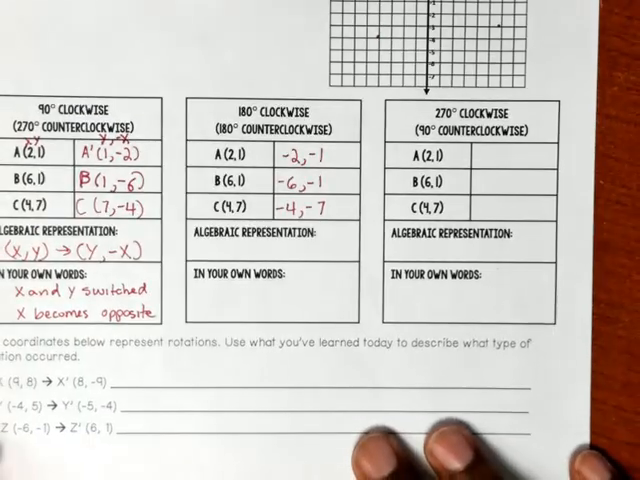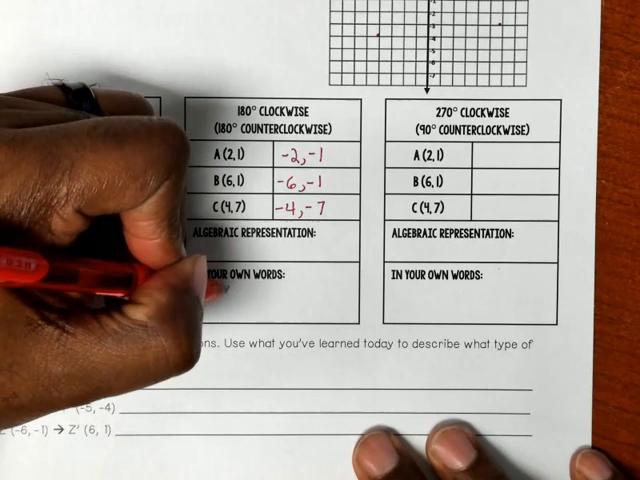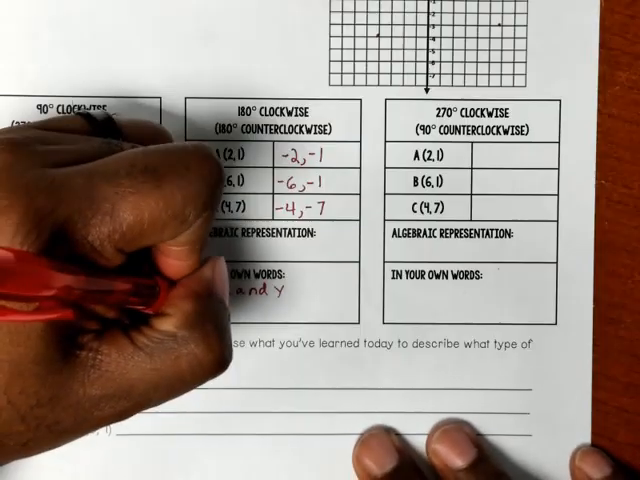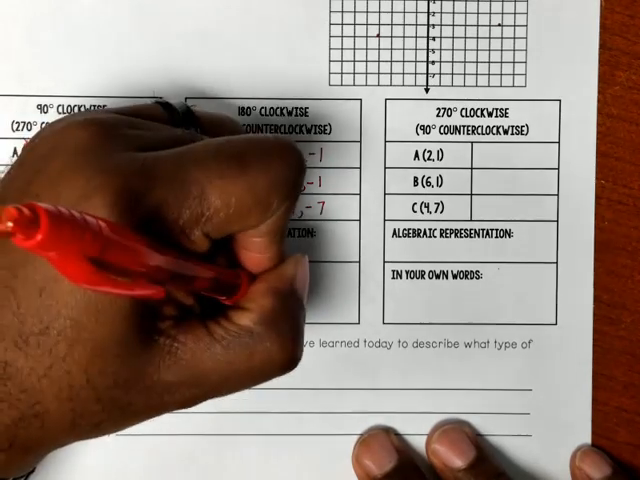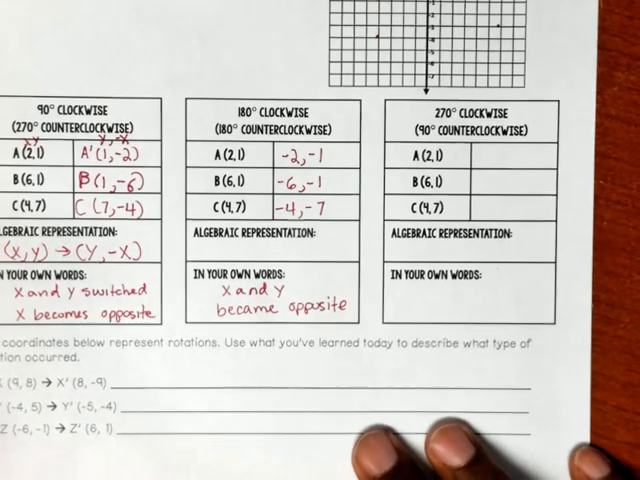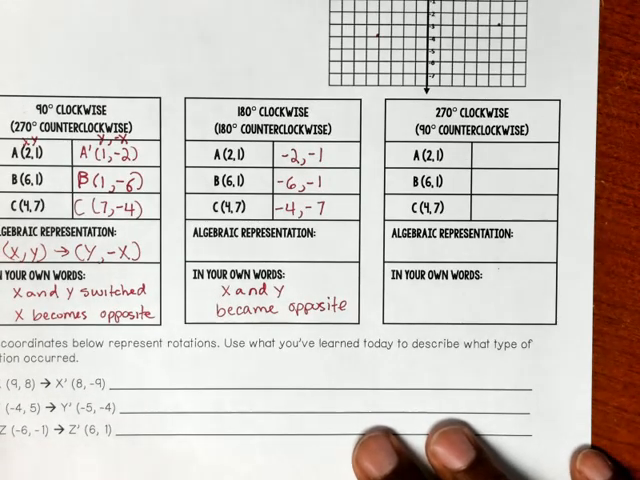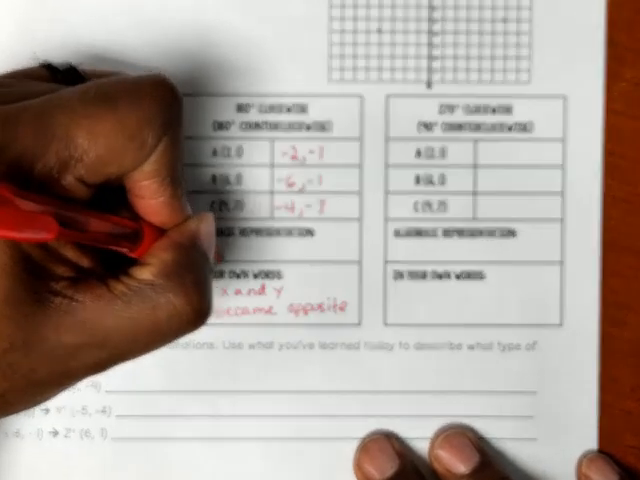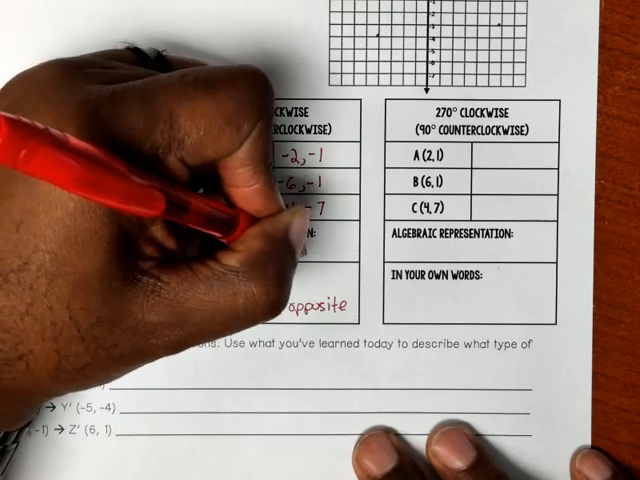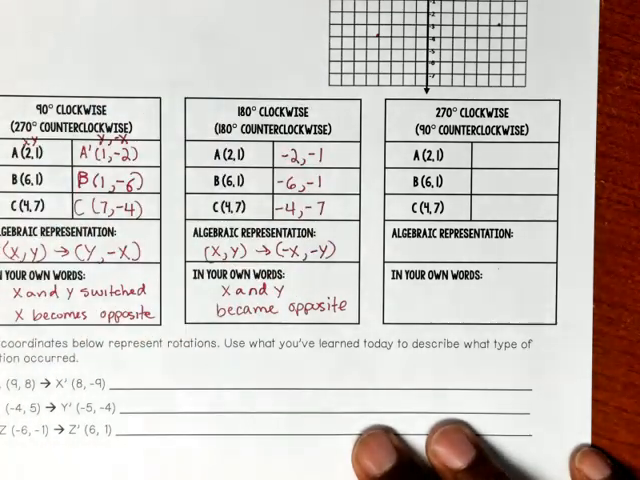Okay, so now what happened here? X and y became opposites of themselves. I'm just going to write became opposite. The reason why I'm not writing negative is because there could be a situation where your coordinates are in a negative quadrant, and the opposite of negative is going to be positive. So in this case, we're going to say from our original x, y, the new one is the opposite of x, the opposite of y, or negative x, negative y.